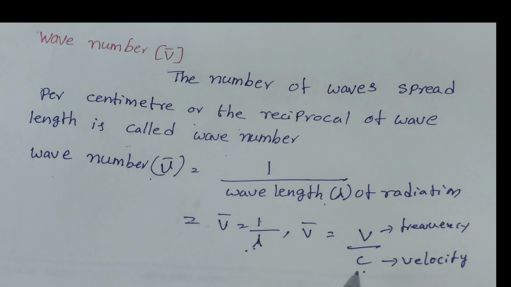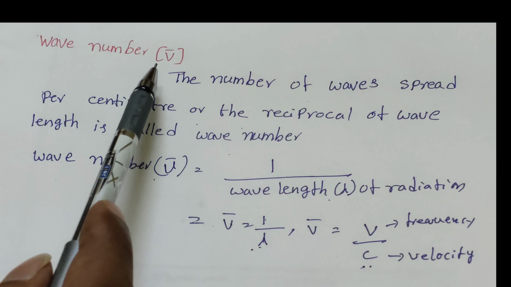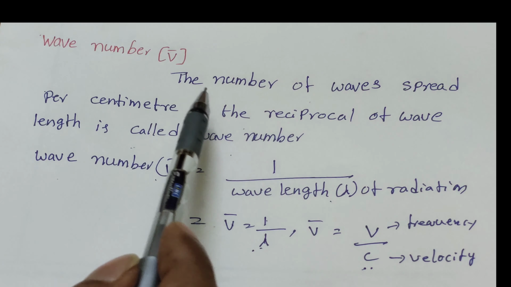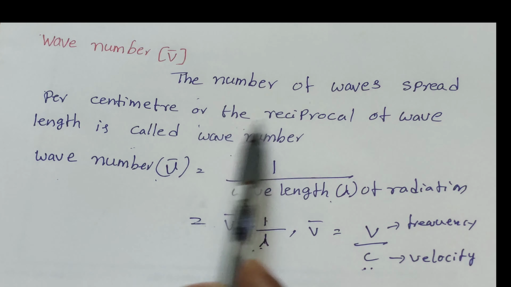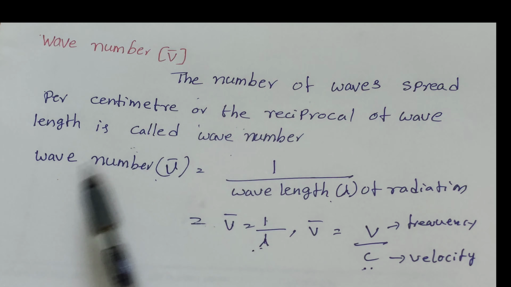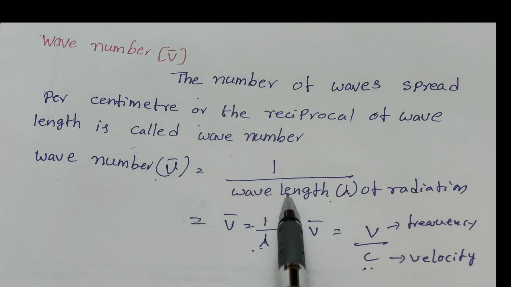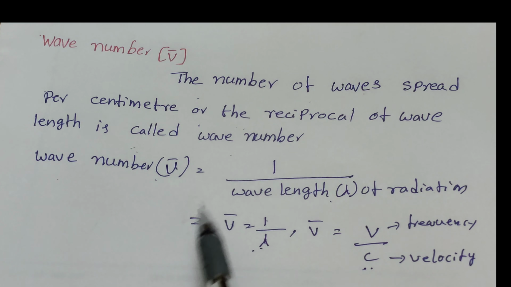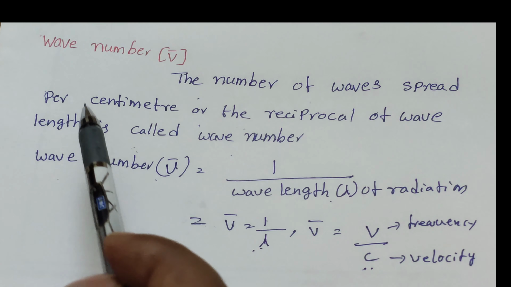by velocity of light. Once again I am repeating, wave number. The wave number is indicated as ν bar. The number of waves spread per centimeter, or the reciprocal of the wavelength, is known as the wave number. So wave number ν bar is equal to 1 by wavelength, or ν bar equal to frequency by velocity of light, ν by c. So that is about the wave number.